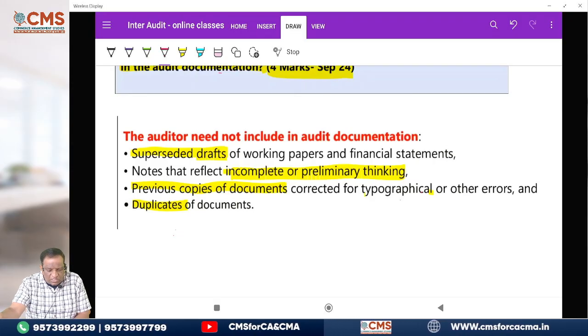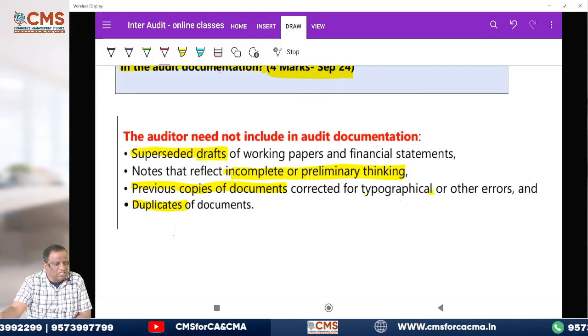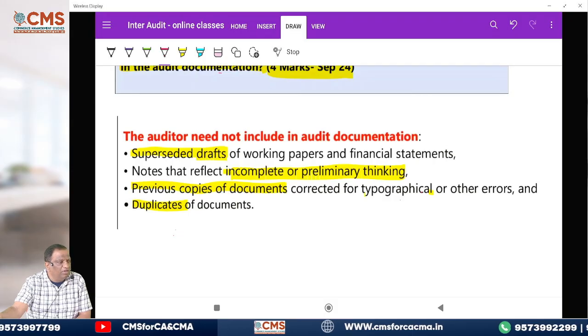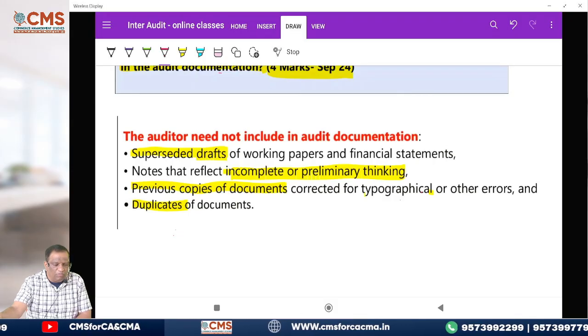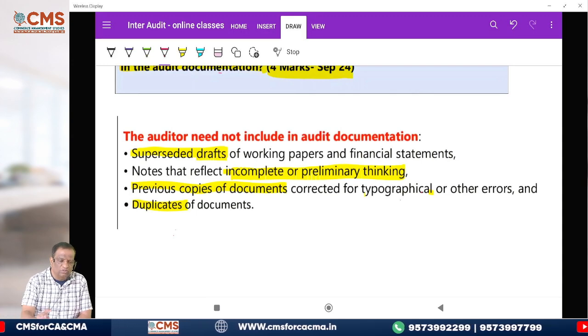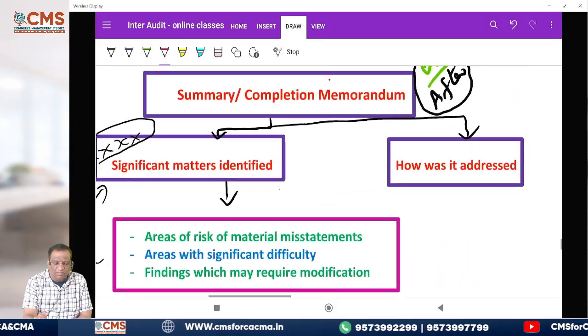And previous copies of documents corrected for typographical or other errors. If there is a small typographical error you have corrected, then you don't need to keep the previous copies. Just keep the updated ones. And duplicates. There's no point in keeping duplicate documents, so keep only one copy of it. That's all. Just try to remember this.